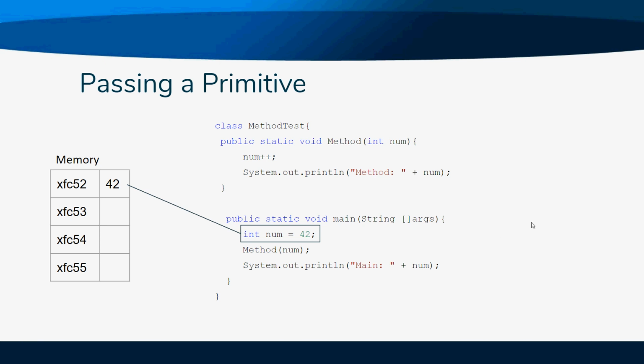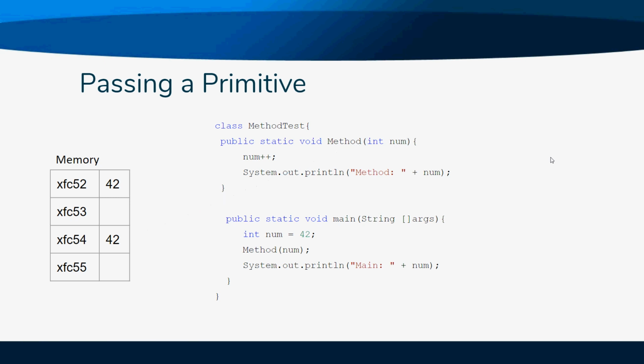Okay, then it's going to go to our method. Our method has a parameter of the information that's being sent. This parameter is a new variable, so it creates a position in memory as well. All right, so that will store that parameter. And this 42 gets copied into this parameter.